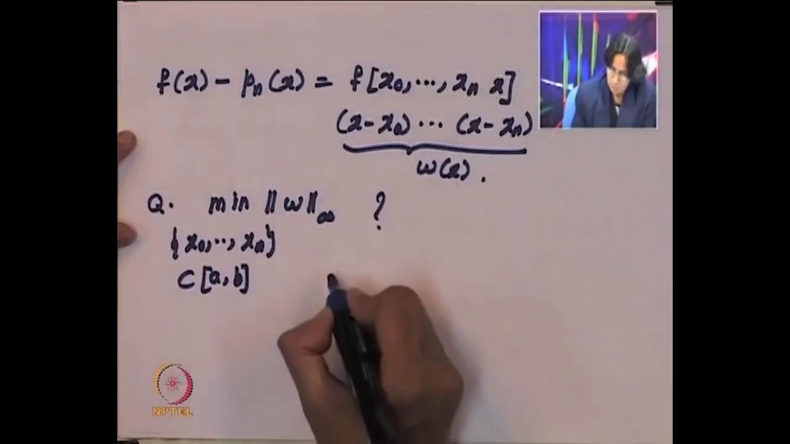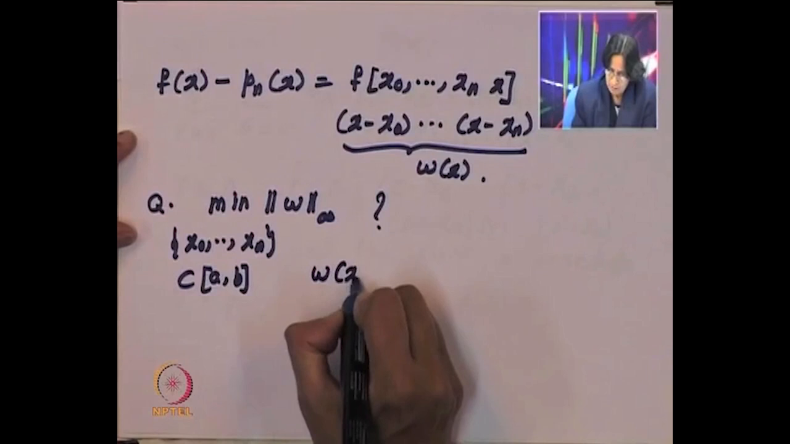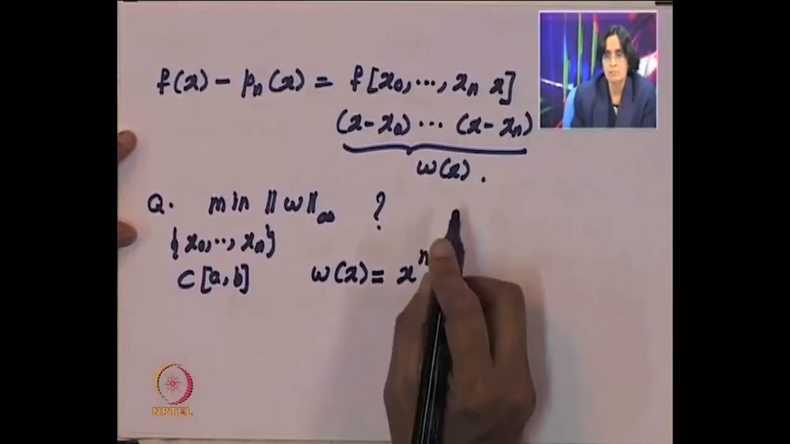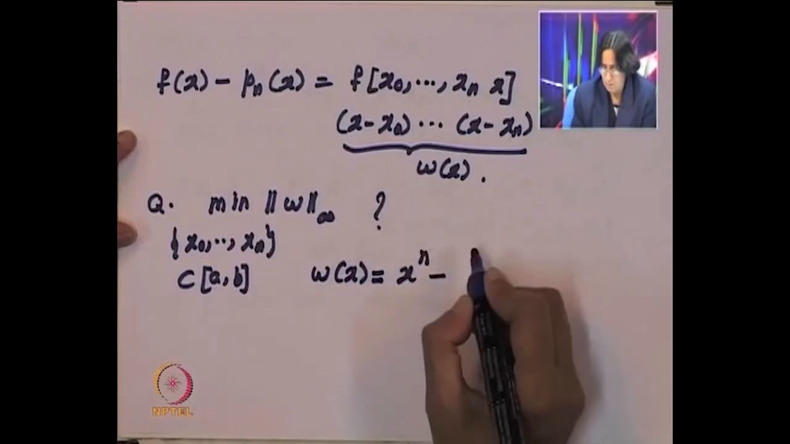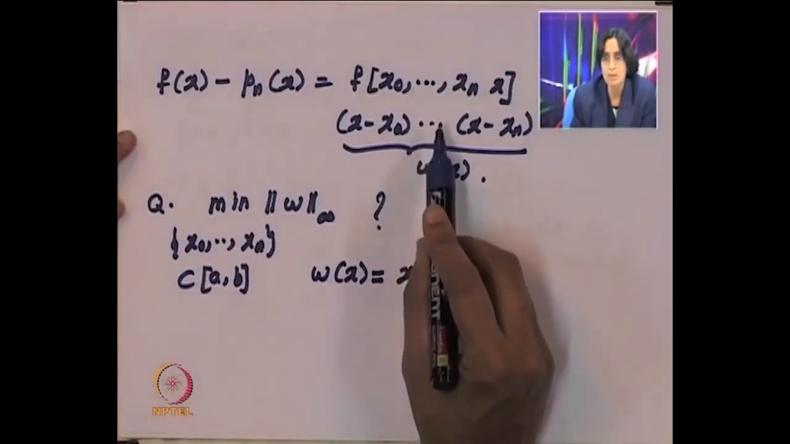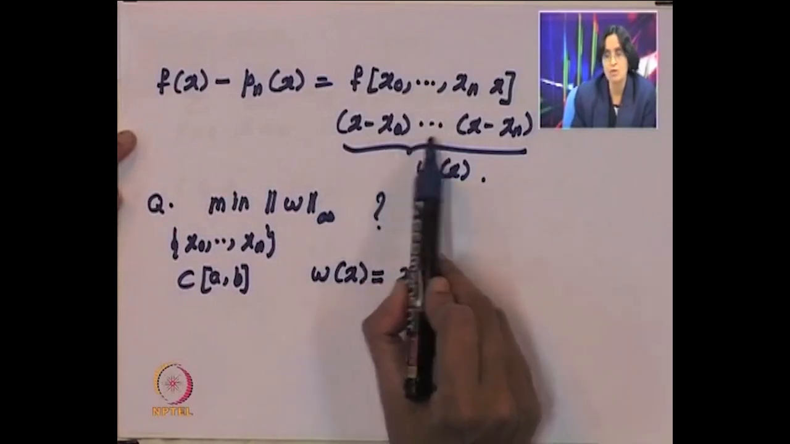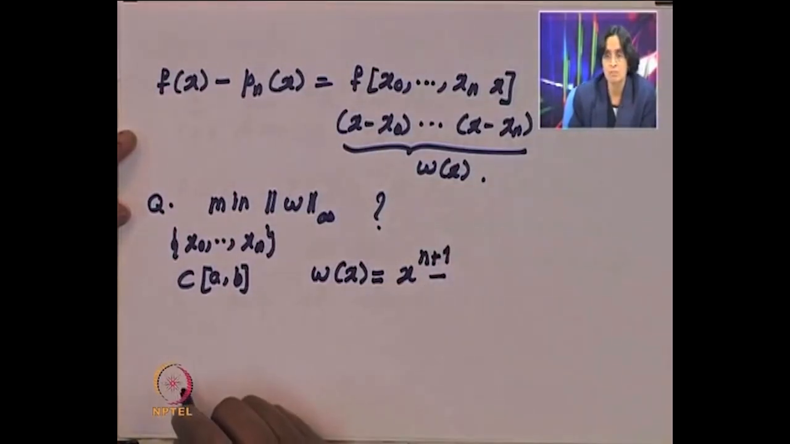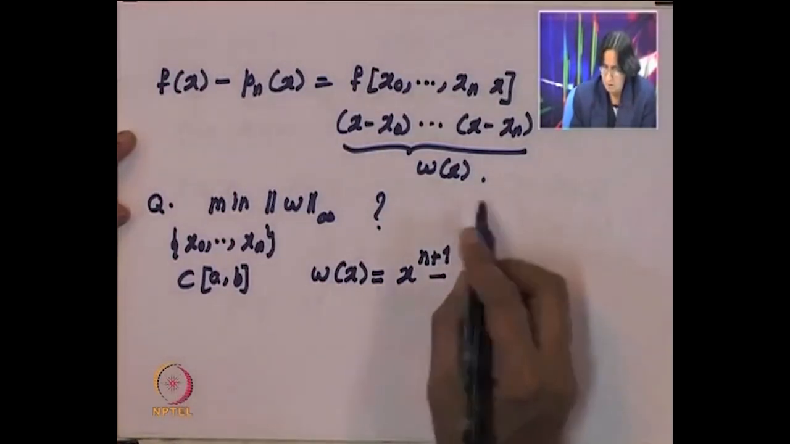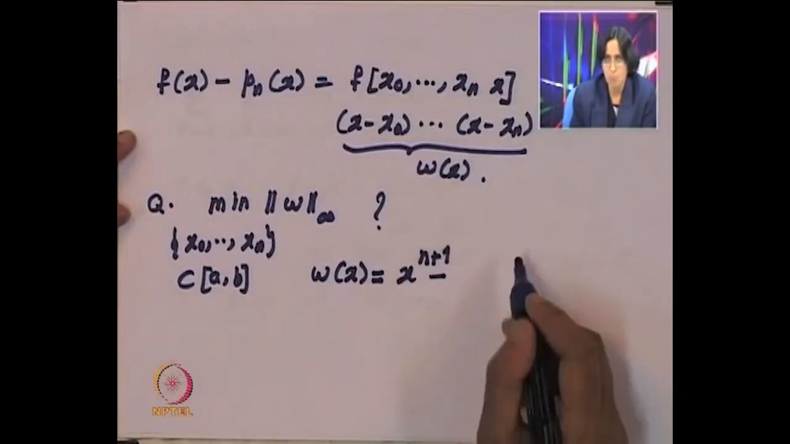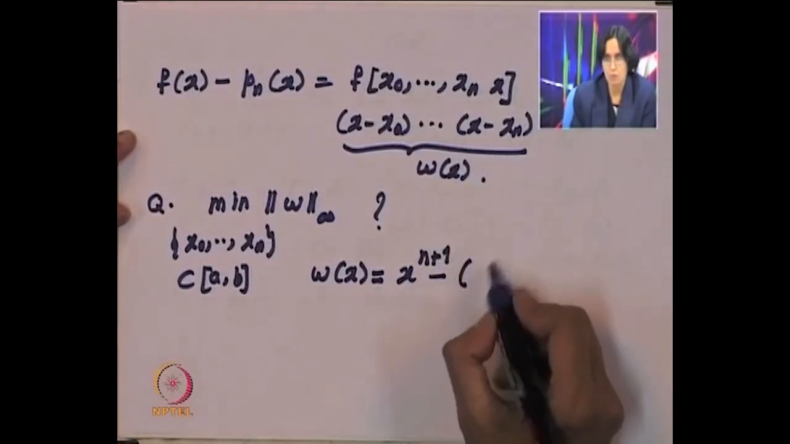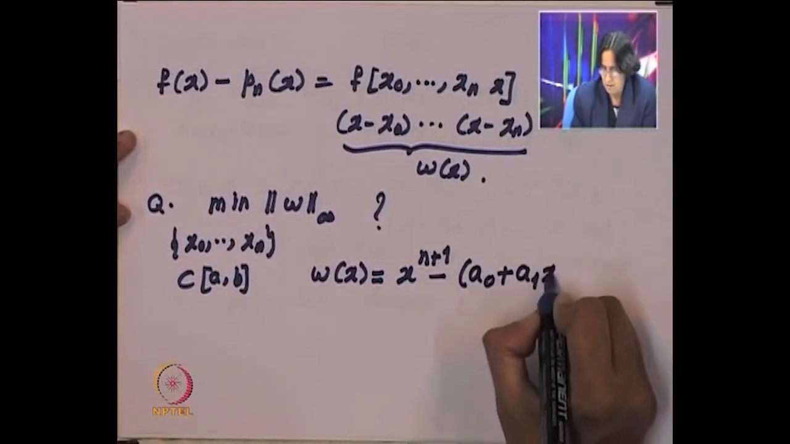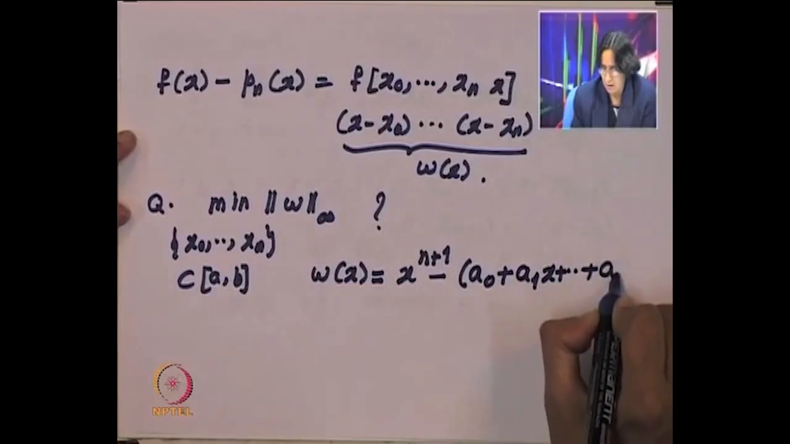So, if I look at w x, it is going to be x raised to n plus 1, because you have got x minus x 0, x minus x 1, x minus x n. So, it is going to be x raised to n plus 1, and then whatever remains will be a polynomial of degree less than or equal to n. So, it will be of the form a 0 plus a 1 x plus a n x raised to n.